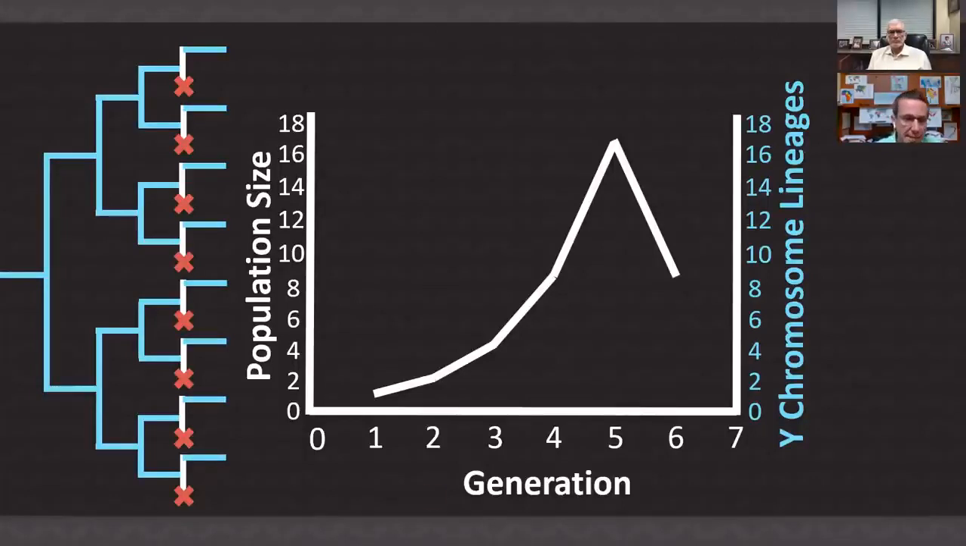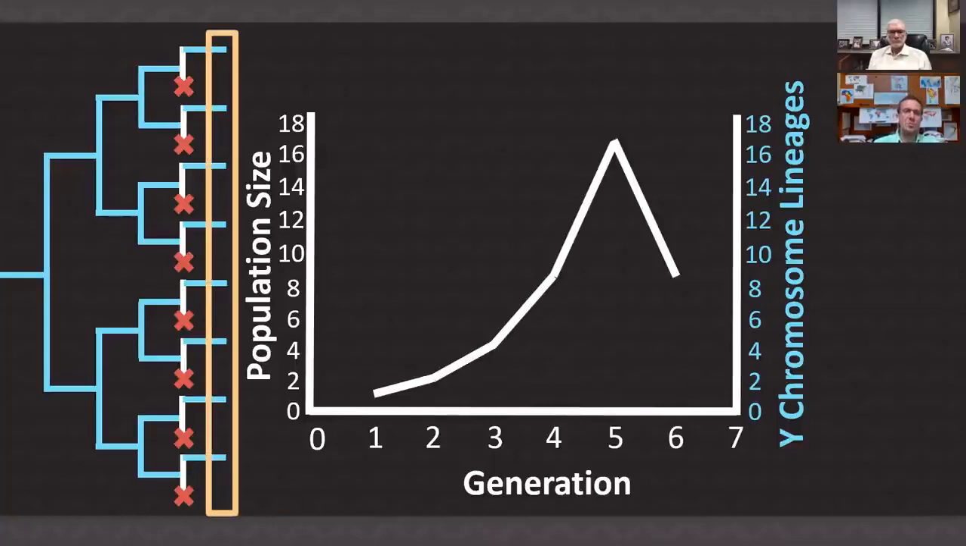We would not have any access to these branches of the men who died off. They don't leave descendants. We don't have their DNA. All we can see with the DNA from these living people is what's highlighted in blue. So if you count the number of branches today, we see 8. So we put that in blue on our graph.